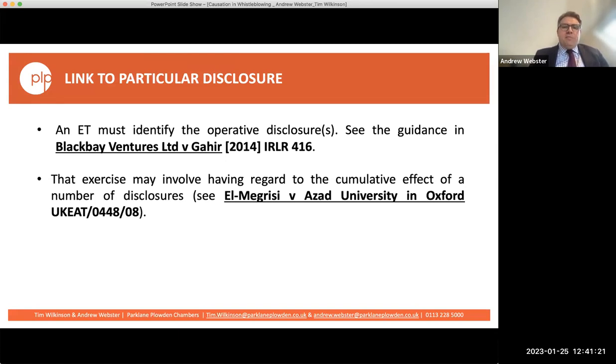Well, in the case of Blackbay and Gahir, there was some general guidance given on whistleblowing cases, and it deals with this issue. Ms Gahir was a pharmacist who, quite impressively, I think, within 11 days of starting in post, managed to get herself dismissed in circumstances in which she'd sent a series of emails in which she asserted that she was raising various health and safety concerns, that the company's standard operating procedures were non-compliant with statutory requirements and the like.